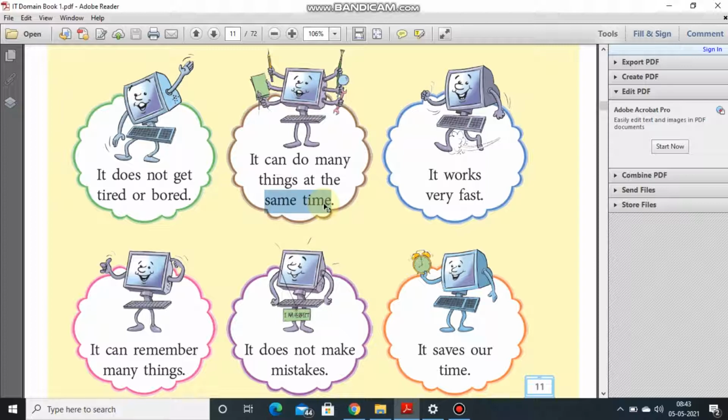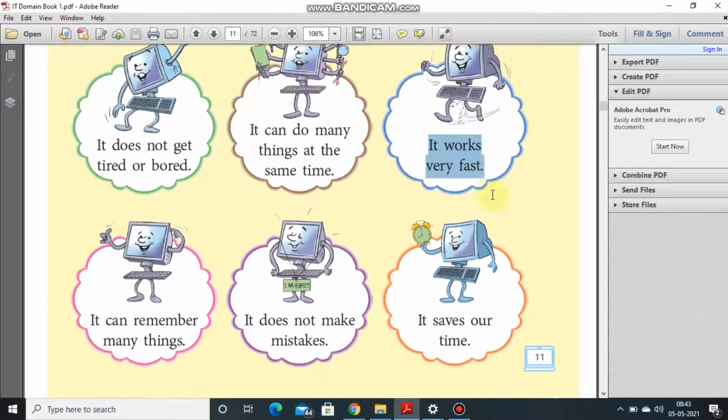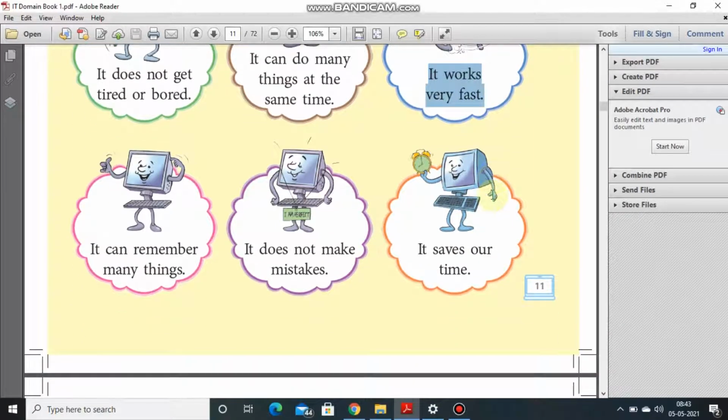It can do everything together. It works very fast. I had told you it can do lots of calculations in a little time. It can remember many things. It can store a lot of things in its memory. It does not make mistakes. The work or the answer generated by the computer is always correct, always right.